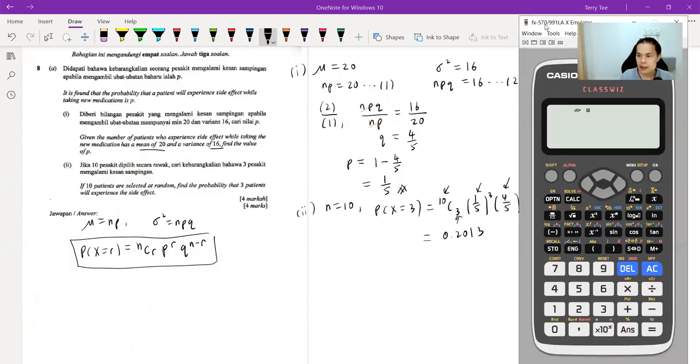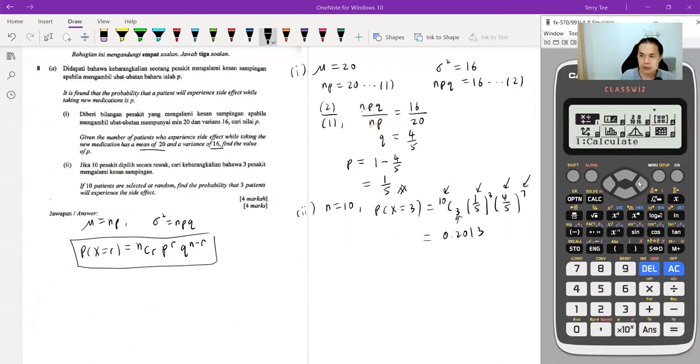By the way, if you have this calculator, you can do the same. It looks like this. We press mode, go to 7 for distribution, go to number 4 for binomial PD, go to 2 for variable, press x equals 3, n equals 10, and my p is 1/5. There you go, 0.2013. All right, so that is just the first part, binomial.